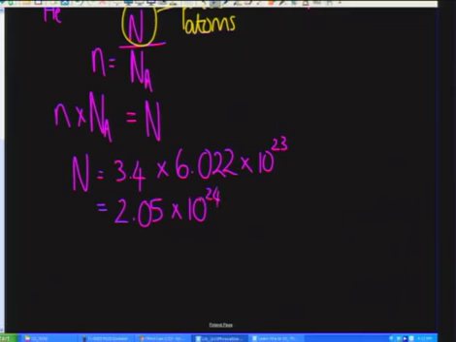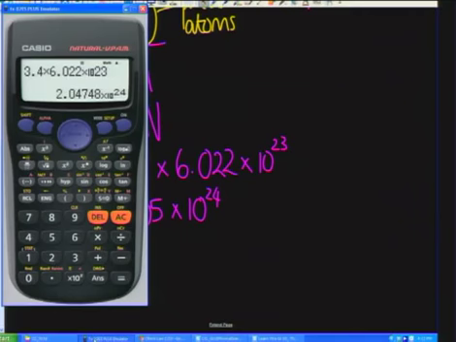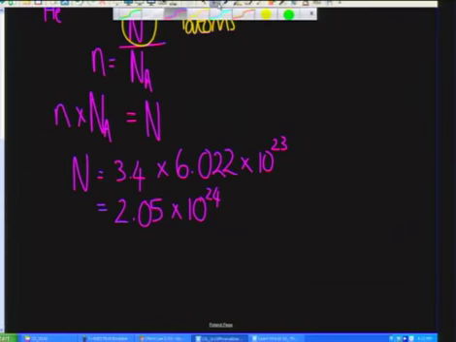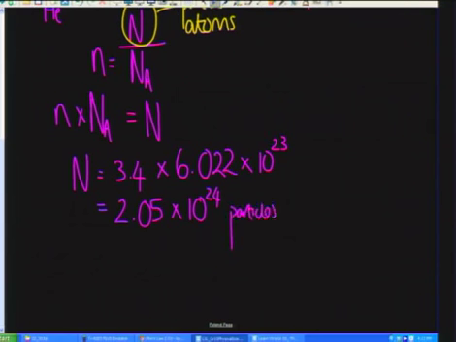And I want to go back and just check that we've got it right. 2.05 times 10 to the power of 24. Perfect. And we've got here particles. Now let's just check it. It was helium, so therefore 2.05 times 10 to the 24 atoms, because that was what the question was asking me. Okay, final answer I'm happy with.